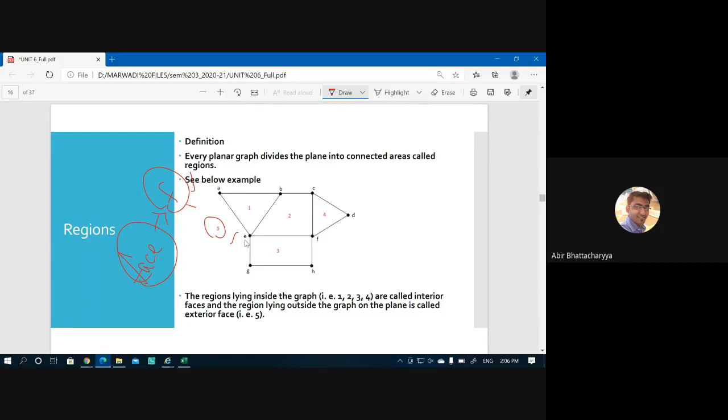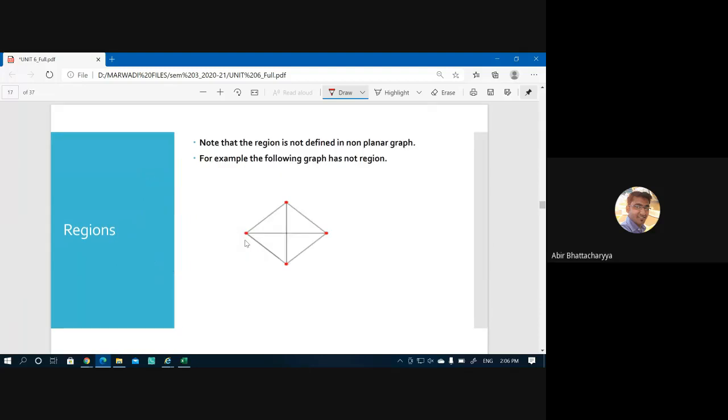So we can count the number of regions as F, or faces equals to that much. In this case, 5 faces are there. Note that the region is not defined in a non-planar graph. If I have any non-planar graph, we try to embed the graph first, and if I can embed, then we find the region. Otherwise, if embedding is not possible, we cannot find the region of the graphs.